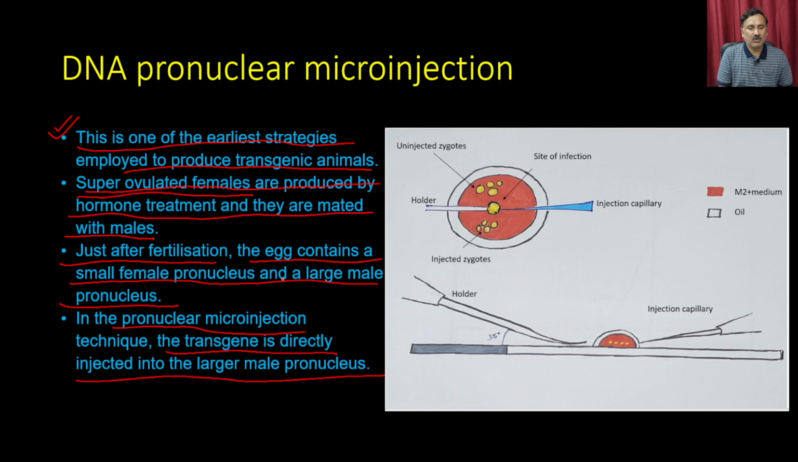a large male pronucleus. Now, you target this large pronucleus, and with the help of a needle, you inject the transgene directly into this large male nucleus. As a result, there will be a fusion of this transgene with the male nucleus, and that is how the nucleus is going to start expressing the transgene, and that is how you are going to have the transgenic animal.